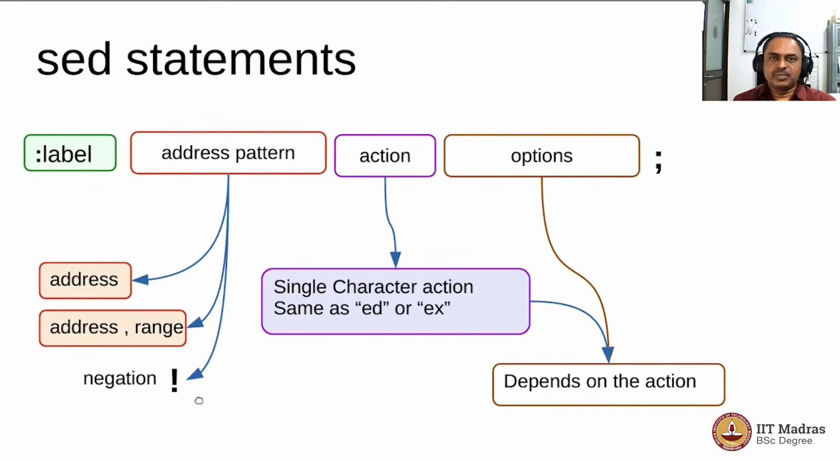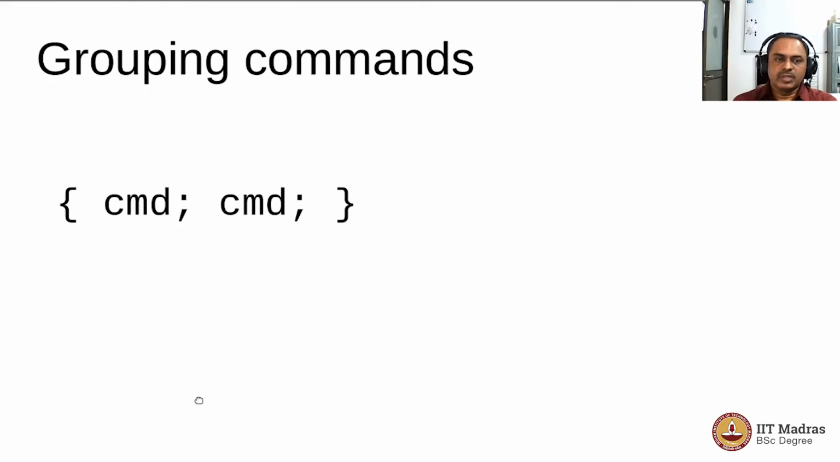A typical statement would look like this. At the beginning, there is an optional label, and then there is an address pattern. The address pattern can have numbers, regular expressions, or a range. It could also contain the exclamation symbol to indicate a negation of the address, and then there is a single letter for the action that has to be taken, and then there are options which are specified as per the action, and the statement can end with a semicolon. You could then group many such statements using the braces.